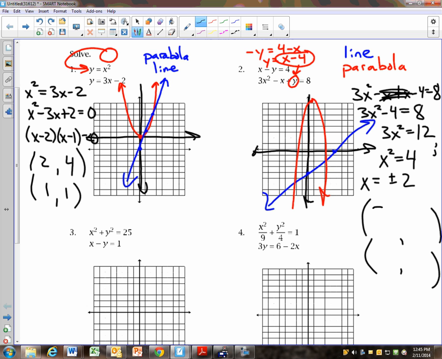So the x value is positive 2 and negative 2. How do I find the y value? Plug it back in. I have this nice equation right here. It says y is equal to x minus 4. So I go 2 minus 4 is negative 2. I go negative 2 minus 4 is negative 6. What's that?